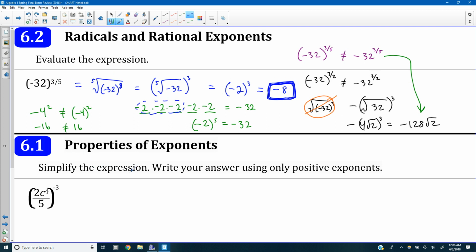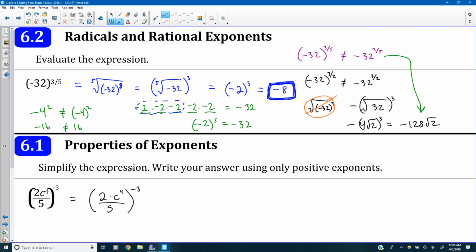Okay, simplify the expression, write your answer using only positive exponents. So what we have here, and I'm going to rewrite this just a little bit. I'm going to get the 2 and the c to the 4th completely separated by a multiplication there. Make sure that those parentheses don't look so darn big. And that's what we're looking at. 2c to the 4th over 5, all raised to the negative 3rd power.